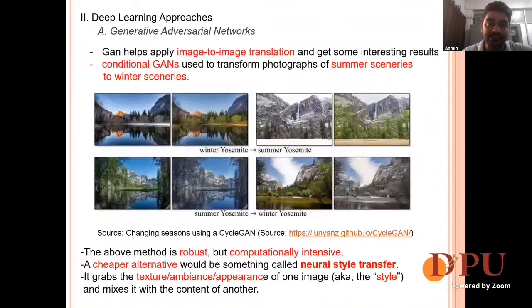So that's why the solution can be GAN. With GAN, we are trying to do image to image translation. There can be a conditional GAN, so a summer scenario can change into autumn, or autumn into winter. There is also another robust technique called neural style transfer. GAN is computationally very expensive, so an alternate, cheaper solution is to change the texture, the background, the foreground, etc. of an image, and create many images.